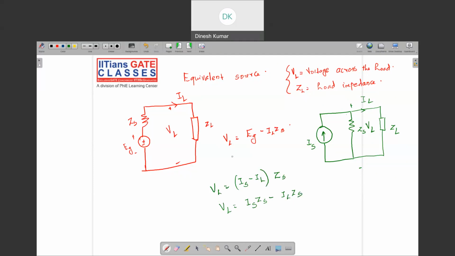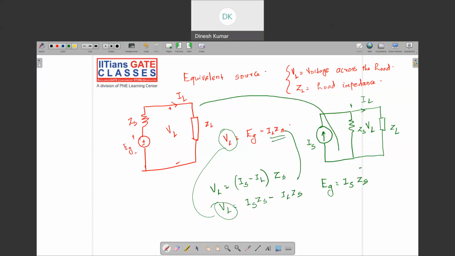Right. So we are saying that these two circuits are equivalent. Okay. We assume that these two circuits are equivalent. So that means these terminal conditions are also same. So if we equate the terminal conditions, what we can find is this VL is same as this one, right? That is the LHS is now same. So the RHS should also be same. That means EG will be equal to IS into ZS. Right. And IL ZS is same here and same here.